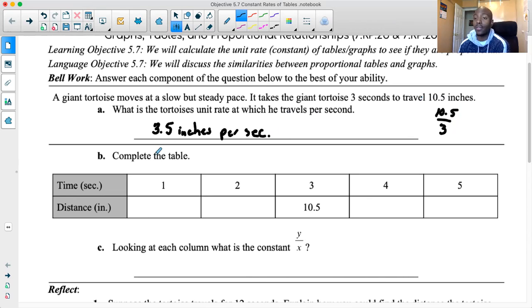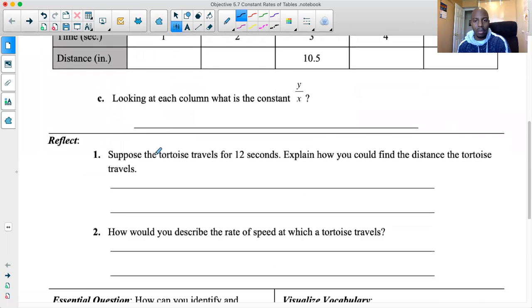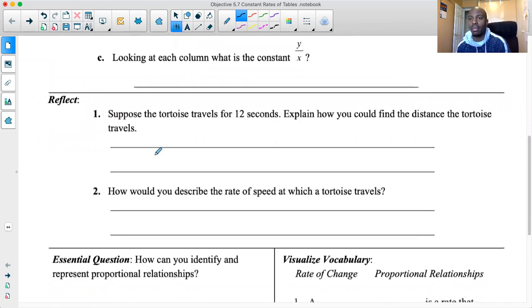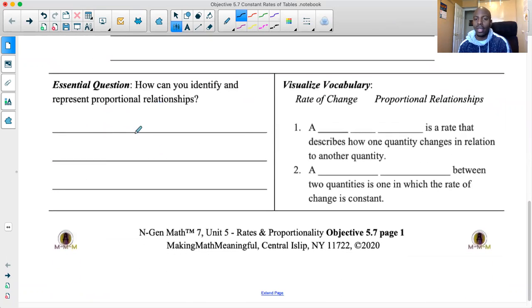Whereas if you were to tell me what the constant is, you could just tell me the constant is 3.5. All right, so please fill in the rest of this table, answer them to the best of your ability, answer reflection questions to the best of your ability. And what I would like us to focus on right now is actually the modeling on the very next page.